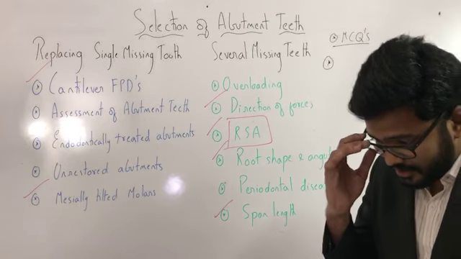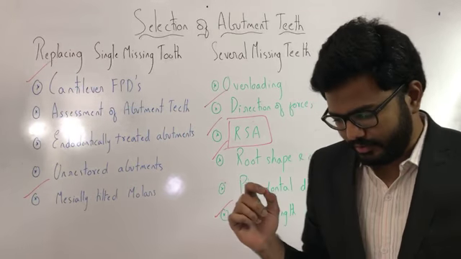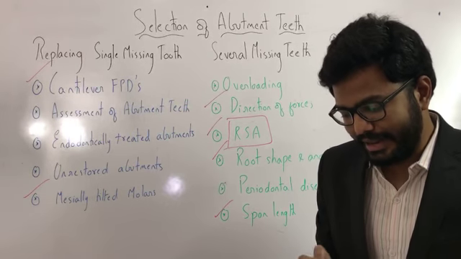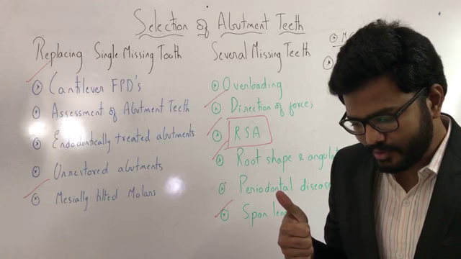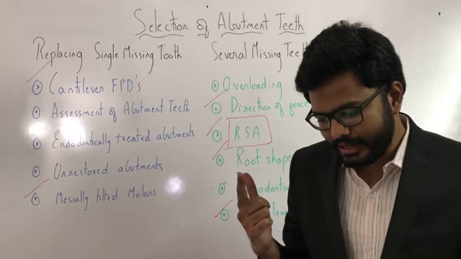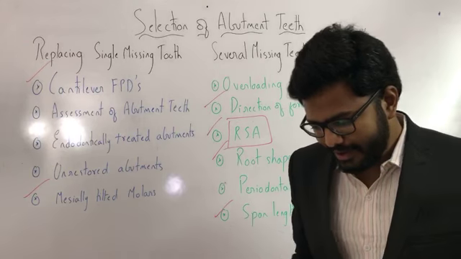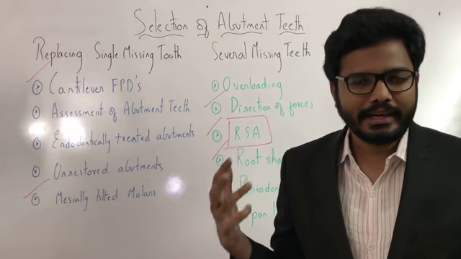Yes. So we have our 9th question. Better support is anticipated in: option A, molar with converging roots; option B, single rooted teeth with a circular cross section; option C, both A and B; option D, none of the above.